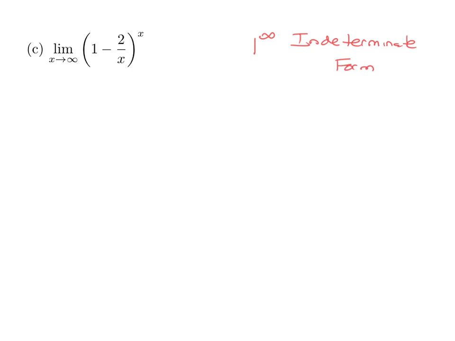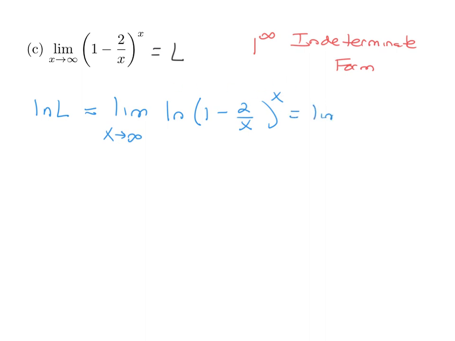I'm going to do a trick for this problem. If this limit exists, I'll call it L. Therefore, the natural log of this limit should be equal to the limit as x goes to infinity of the natural log of 1 minus 2 over x to the power of x. The reason introducing a logarithm like this is nice is because we have a property that says we can bring this x down front. This is equal to the limit as x goes to infinity of x times the natural log of 1 minus 2 over x.